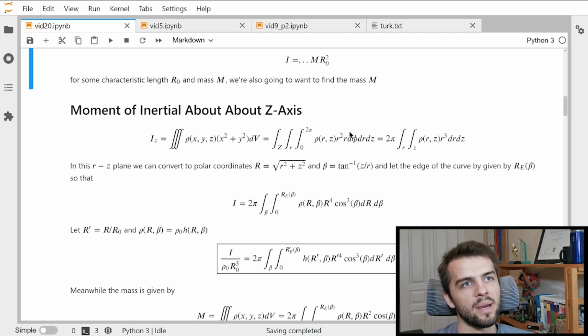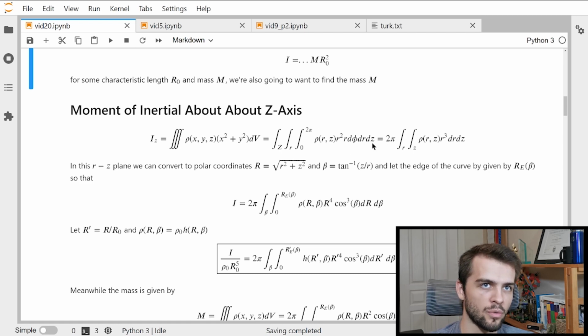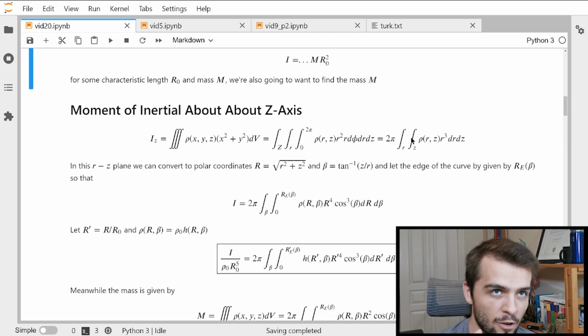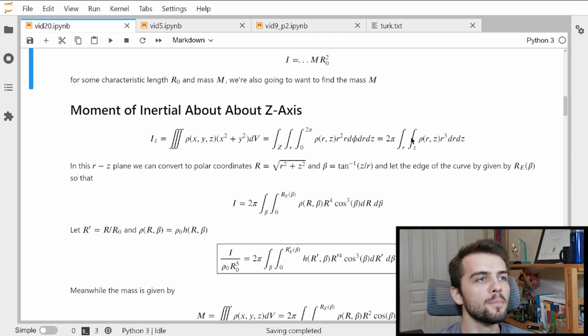And because there's no phi dependence anywhere else, I can just do the integral over phi, and I get 2 pi times the integral over r, integral over z, of rho of r, z, r cubed dr dz. And now this is eventually going to be constant, so really it's a simple integral. The tough part is finding the bounds.